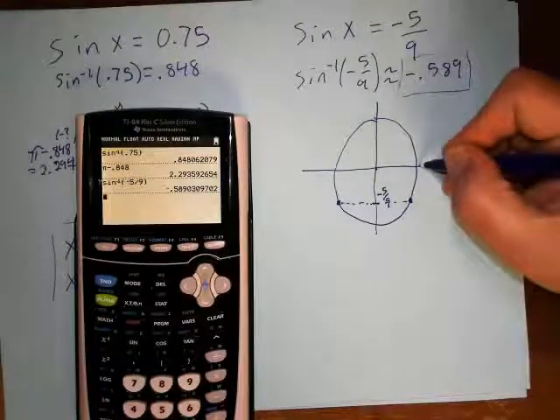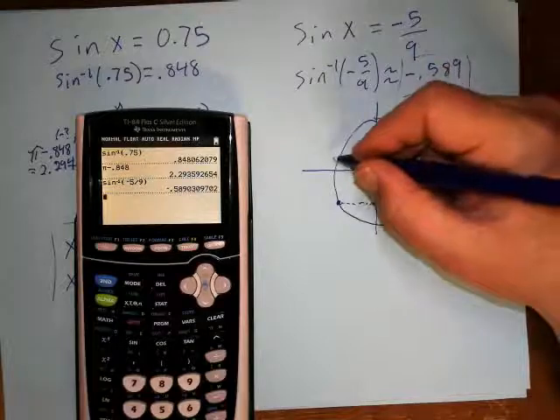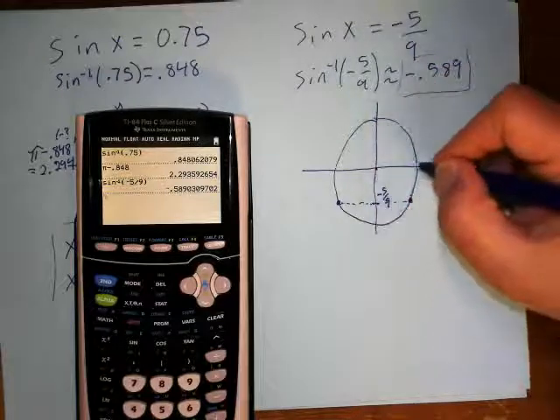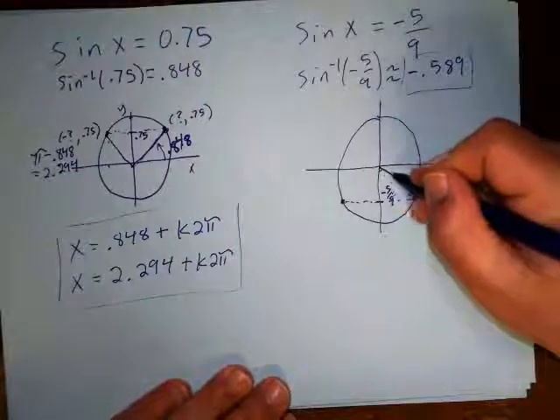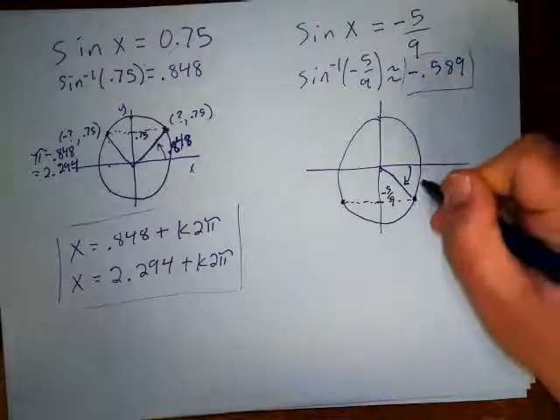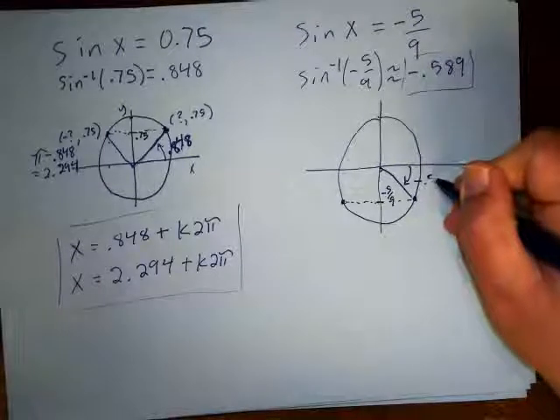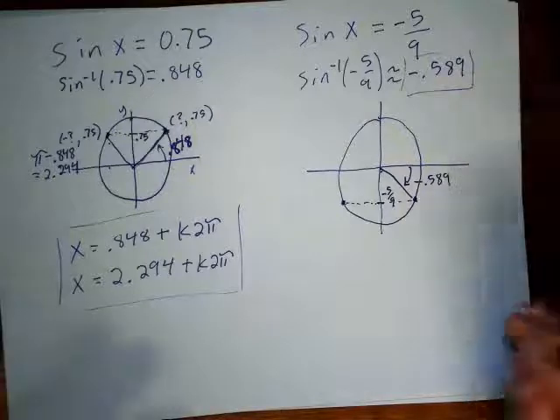And if you remember, cosine gave you 0 to pi. It'll give you one of these angles, the inverse cosine. But inverse sine is negative pi over 2 to pi over 2. So what this actually gave me here was this angle, right? That angle there is negative 0.589.